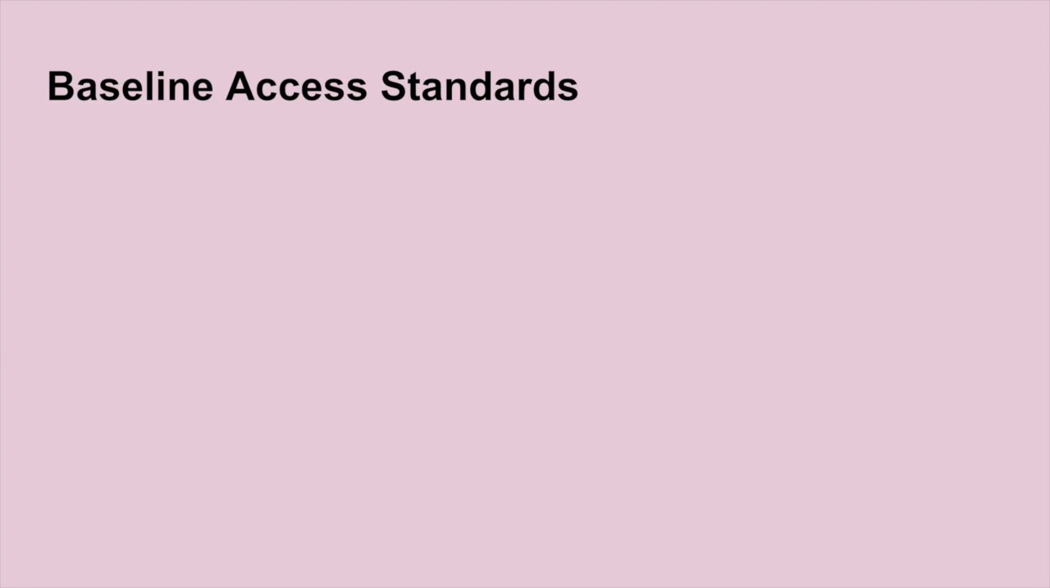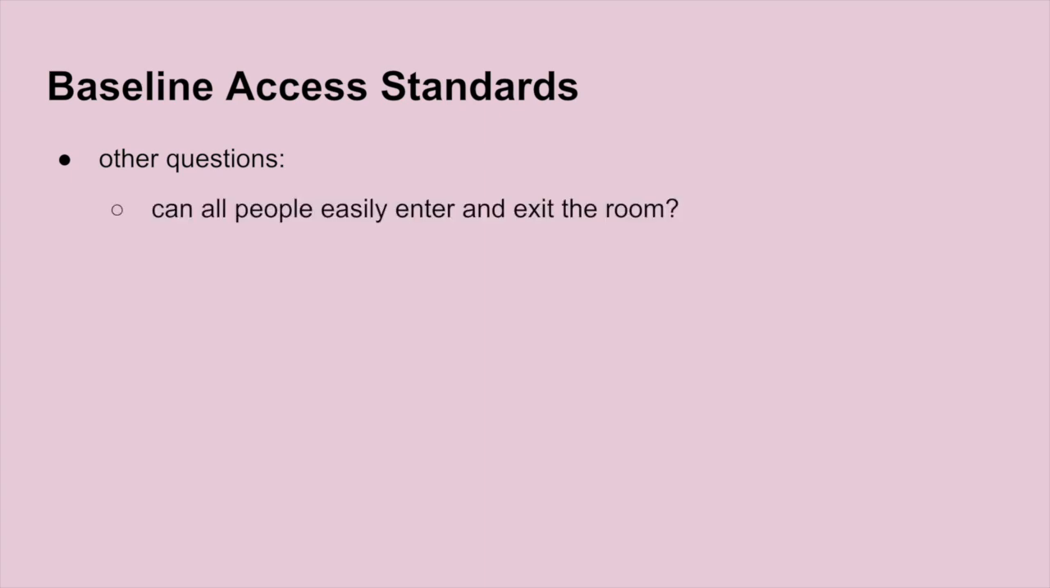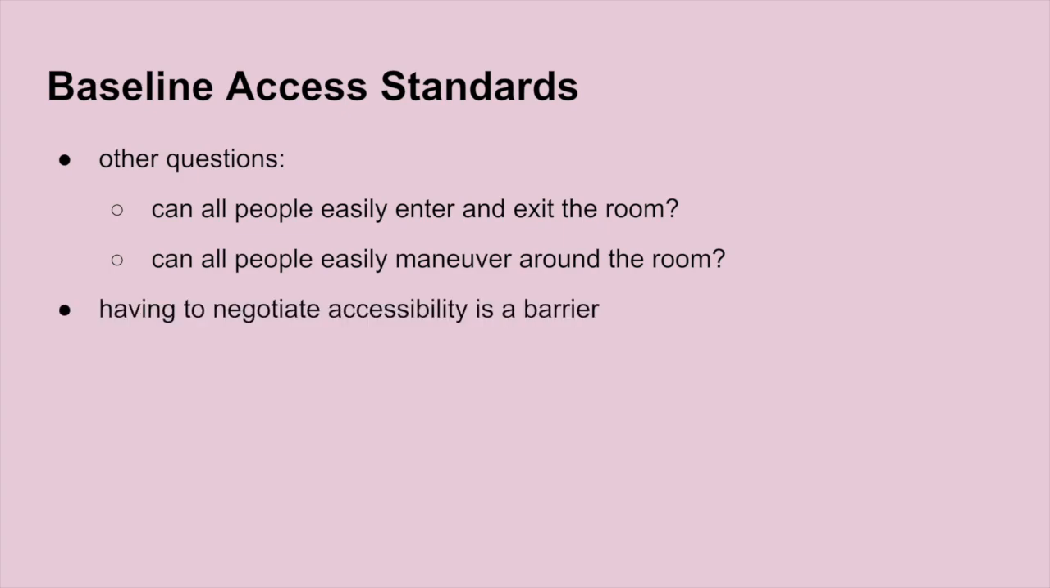So some really important questions to consider. Can all people easily enter and exit the room? Can all people easily maneuver around the room? Something also to note. If a person has to ask other people to move out of the way, it is not accessible. This is one way people excuse inaccessibility, and it's important to be clear that having to ask for accessibility is a barrier in itself.